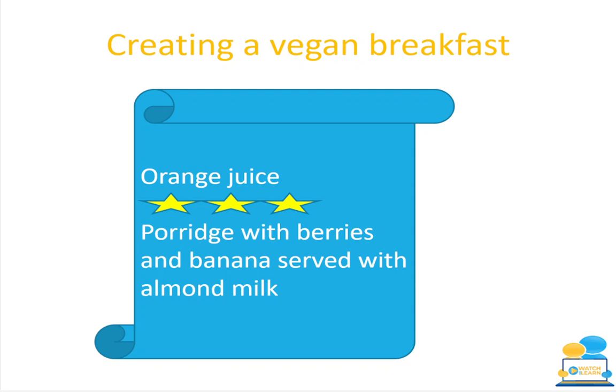Now, orange juice is a tick for vegan breakfast. Porridge, tick. Berries and bananas, tick. And almond milk. If you had to put milk, you would have lost out on the marks, because that to me is signifying that it's dairy. So you could have almond milk, rice milk, coconut milk, soya milk, any old milk there will do.